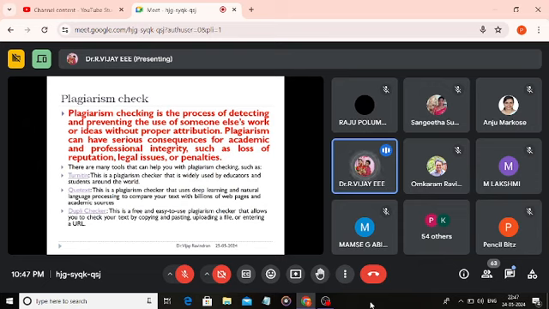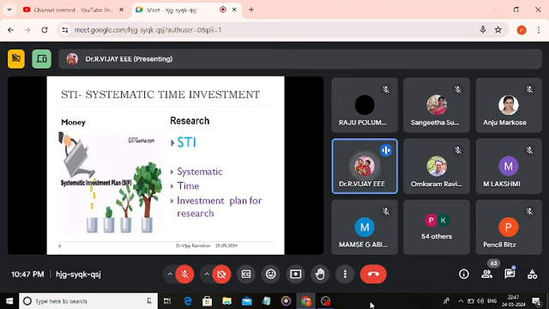So duplicate checker is also there, but comparing to Turnitin, it is showing lesser. It may not be as accurate as Turnitin. So then STI.